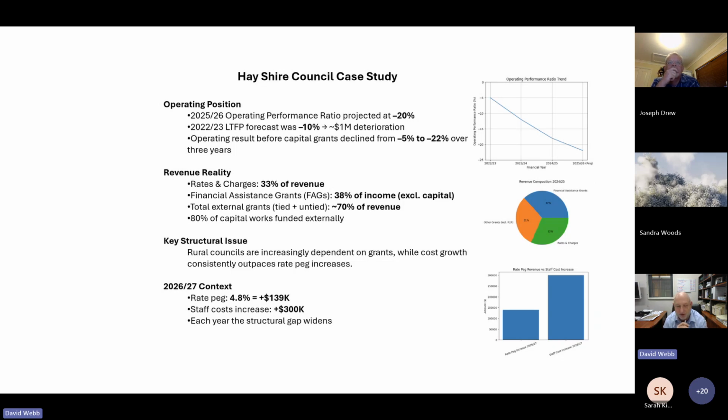And that's what Professor Drew just showed with all his information. And as he mentioned before, I agree that staff, depreciation, and materials and contractors are our three biggest expenses. Now, for context, our rate peg for this upcoming year, 26-27, will generate an additional $139,000 in income, but our staffing costs will increase $300,000. So we're just going backwards on staff costs alone. Each year that structural gap widens.